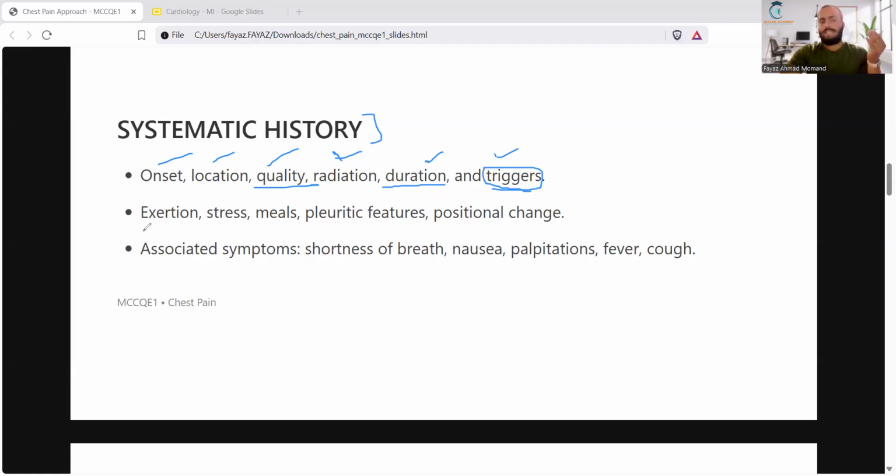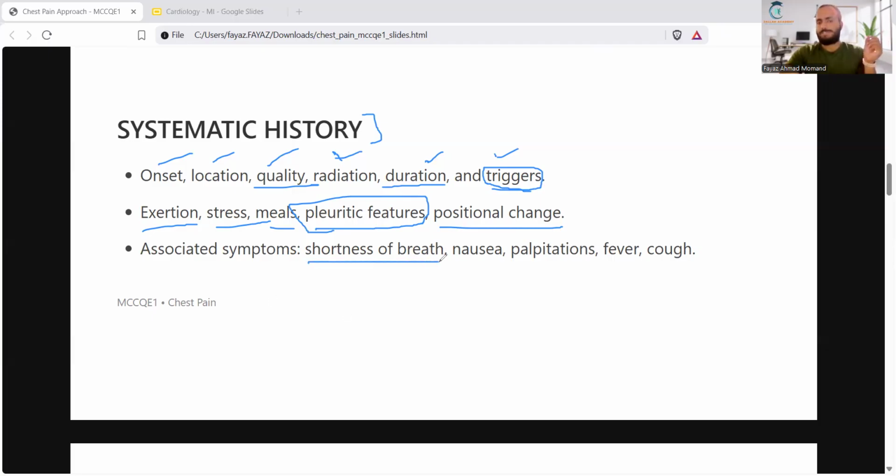For MI, exertion, stress, and large meals are some of the triggers that can cause the pain of myocardial infarction to start. Pleuritic features: if the pain worsens with taking a deep breath, it means that the pain may be originating from the pleura. Changes with position, such as bending forward making it better, may indicate pericarditis or pleurisy, etc.